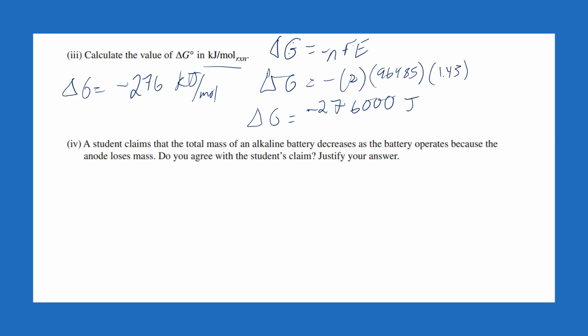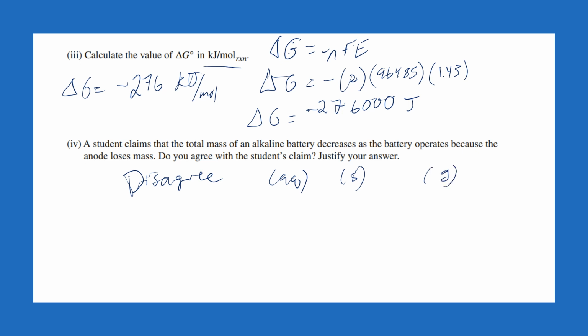Okay. Then for part IV, a student claims that the total mass of an alkaline battery decreases as the battery operates because the anode loses mass. Do you agree with the student's claim and justify? You should definitely disagree. So if we look again at your balanced overall reaction, all of the reactants and products are aqueous or solid, even if you're looking at before the net ionic equation, right? You want to look at the overall reactions for the anode and the cathode. Nothing there is a gas.